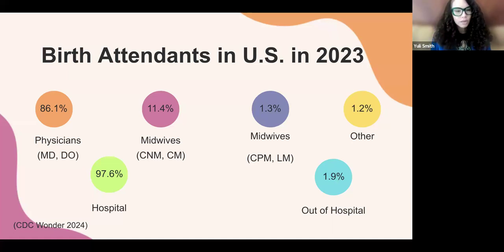So in 2023, here in the US, birth attendants were predominantly physicians, whether they were MDs or DOs, attending about 86% of births. And largely, physicians attend births inside of a hospital. Over 97% of births in the US occurred in the hospital setting. Within the hospital setting, about 11% of births were attended by certified nurse midwives, or CNMs.